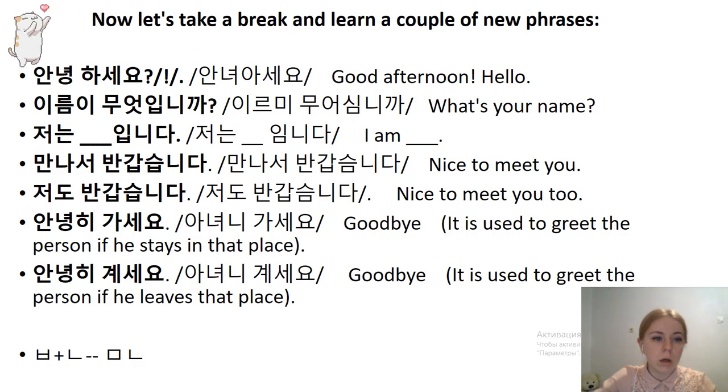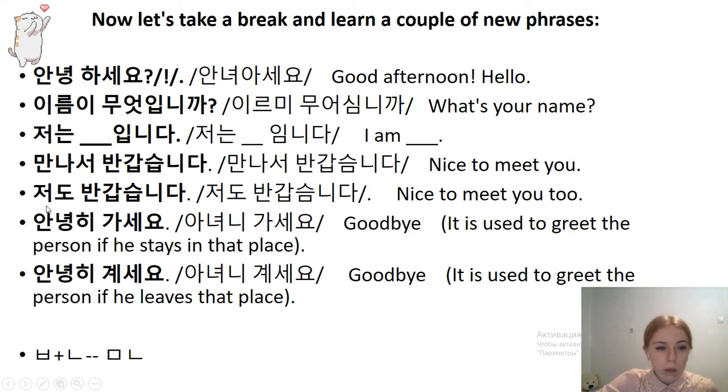Okay. Well, say you have met someone for the first time and you say, 이름이 무엇입니까? What's your name? The person tells you 저는 민수입니다. And you say, 만나서 반갑습니다. And this person tells you 반갑습니다. Or 저도 반갑습니다. 저 is about me. 도 means too. So, me too. 저도 반갑습니다.